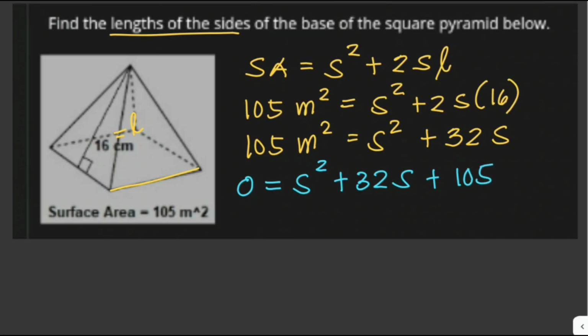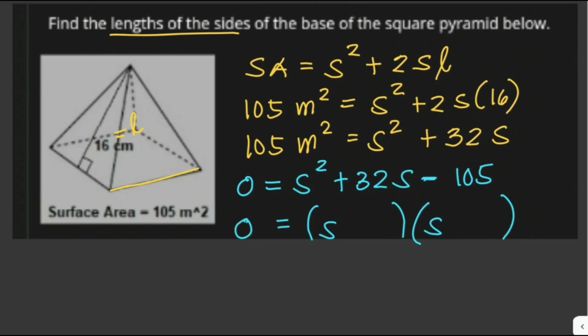Alright, now to solve this, we just need to factor. We just need to review on factoring in algebra. So to factor this, we just look for two numbers, or factors of 105, that when you multiply them, it would equal to positive 105, and when you add them, it would equal to 32. Oh, I meant negative 105. It should be negative because we already transposed 105 to the right.